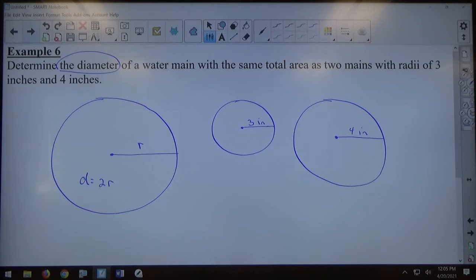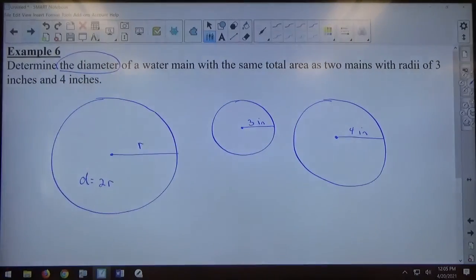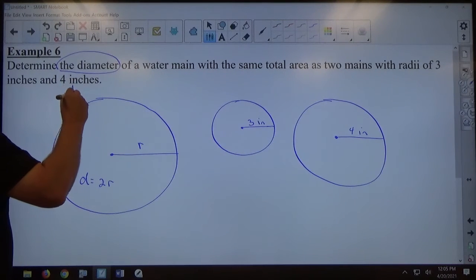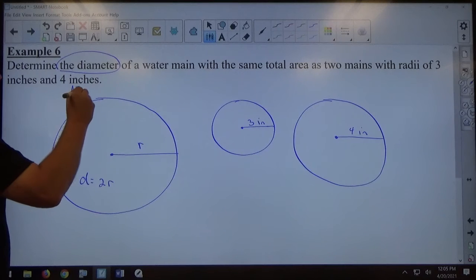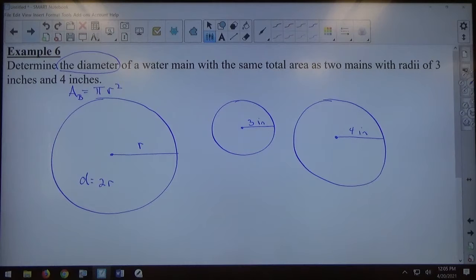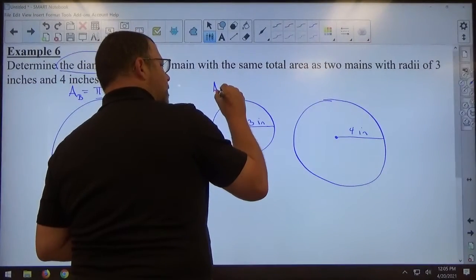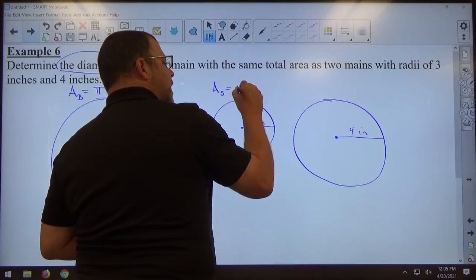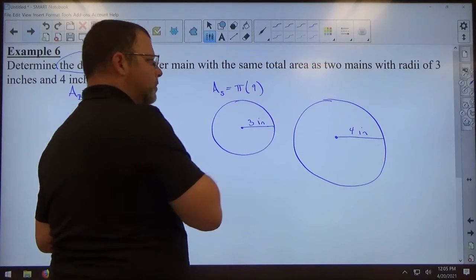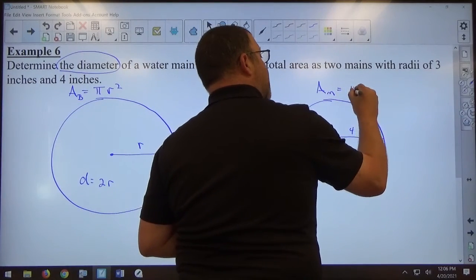So it says the area of this unknown circle is the same area as these two put together. So I want to find the area of all three circles. What's the area formula for a circle? Pi r squared. So the area of the big circle, which is A sub b, is going to be pi r squared. We don't know what the radius is here. So that's the best I can do for that area formula. The area of the 3-inch radius circle, A sub s, I'm going to say s for small, is pi times 3 squared. And the area of the middle sized one, A sub m, is going to be pi times 4 squared.